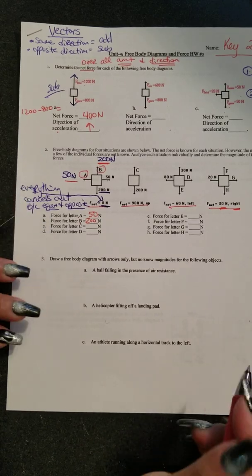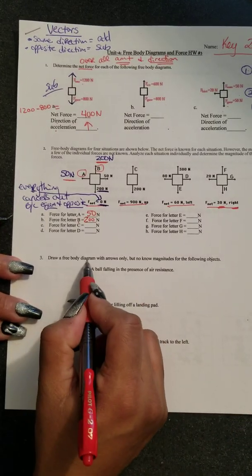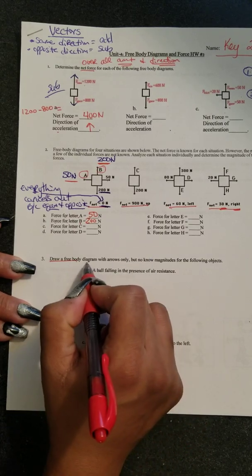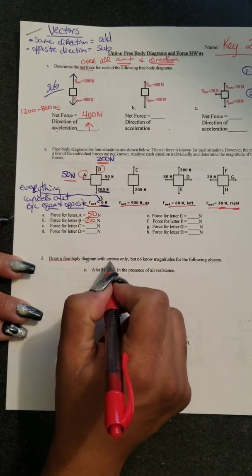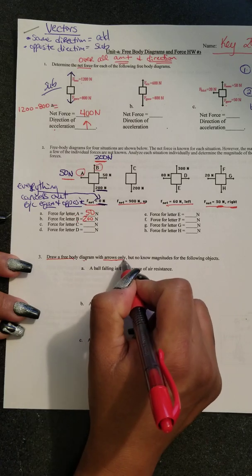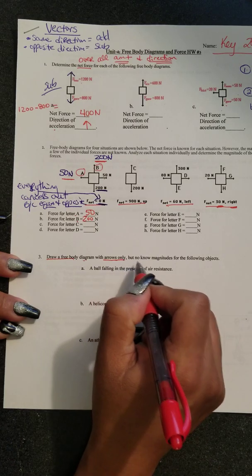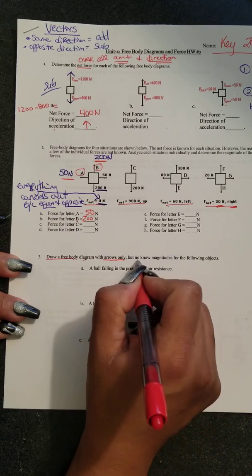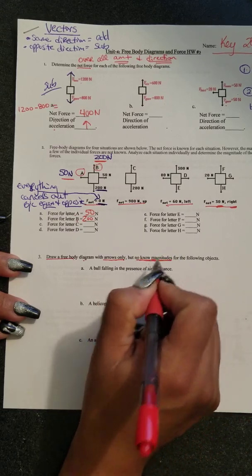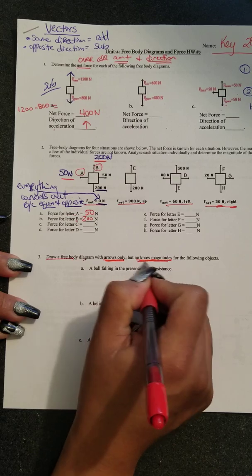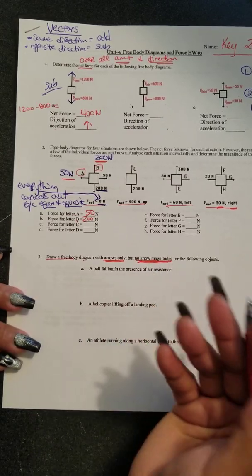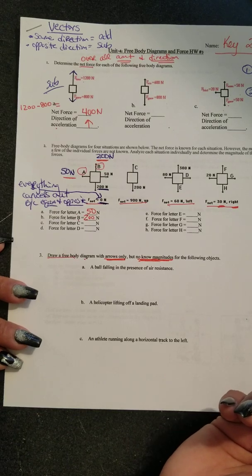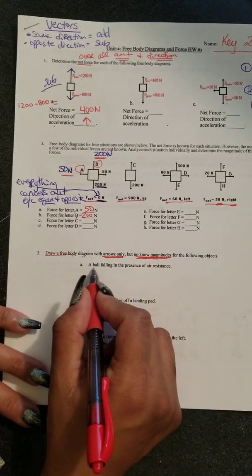Question number 3. Draw a free body diagram. Okay, so you're going to do the drawing of this diagram with arrows only, but no known magnitudes for the following objects. Arrows only, no magnitude, meaning no value, no number amount. Okay, well, we can do that. Let's go ahead and do this one.